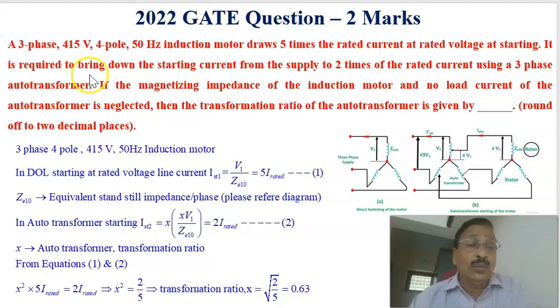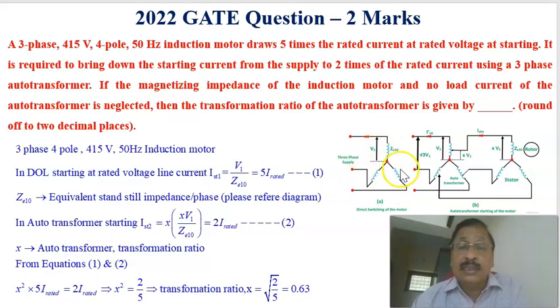It is required to bring down the starting current from the supply to 2 times the rated current using a 3-phase auto transformer. That is, the starting current is given as 2 times the rated current. If the magnetizing impedance of the induction motor and the no load current of the auto transformer are neglected, then the transformation ratio of the auto transformer is given by, rounded off to 2 decimal places. That is the question. Now coming to this one, the circuit diagram is given here.